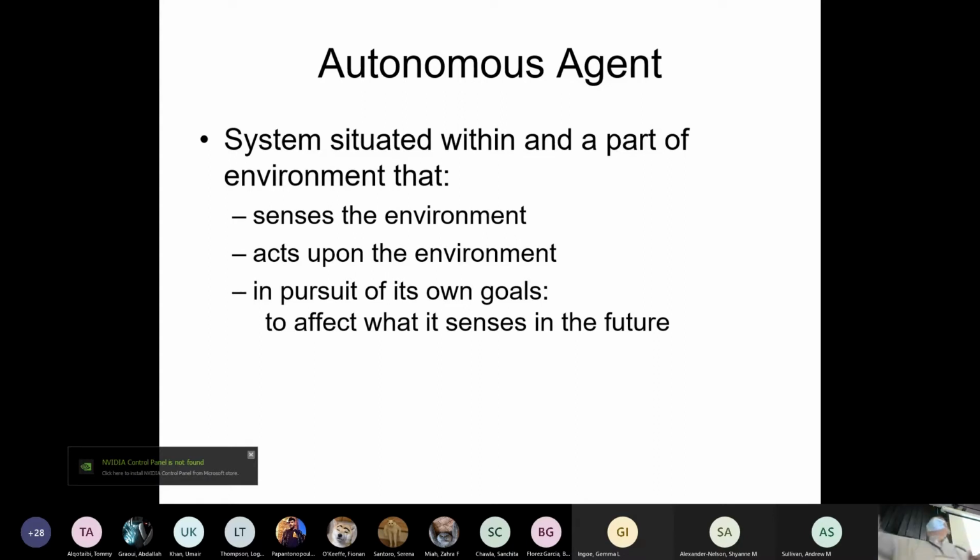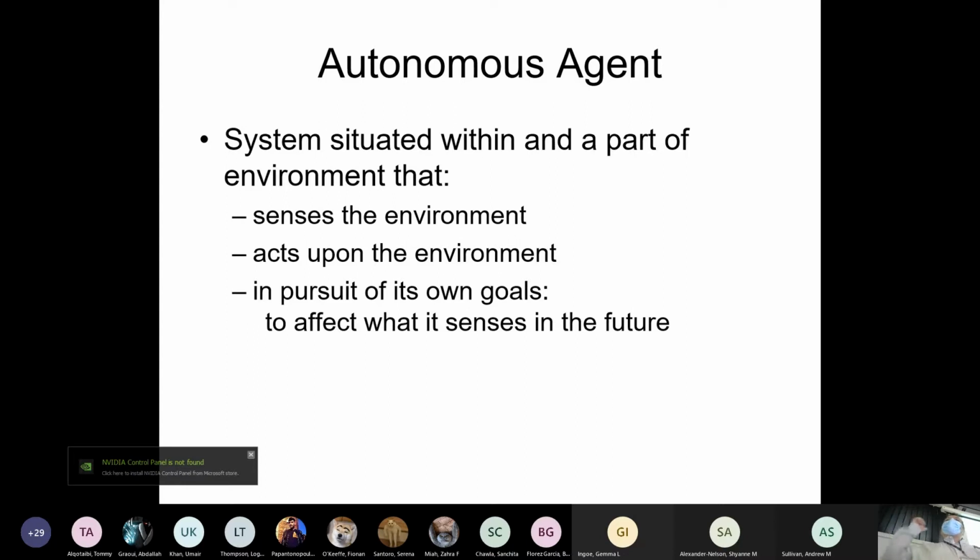First of all, it senses the environment. It doesn't necessarily mean that it has eyes, nose, and ears, but it has some way to control what's around. What is the agent's environment? It also has the capacity to act upon this environment, so perform actions that will change the state of the environment. And it can also act in order to pursue its own goals.